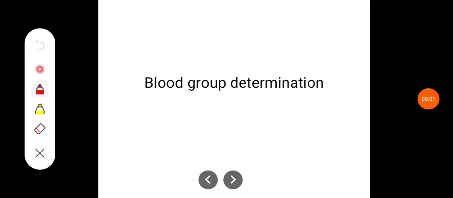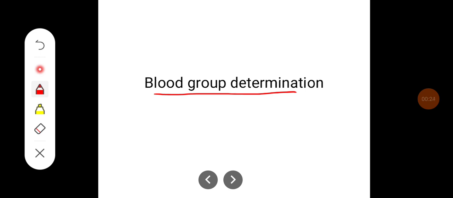Hello everyone. In this practical class, we'll try to learn how to determine the blood group. There are more than 200 blood group antigens, and more than 30 blood groups have been identified till now. These blood groups have been divided into two major categories, major blood groups and minor blood groups.